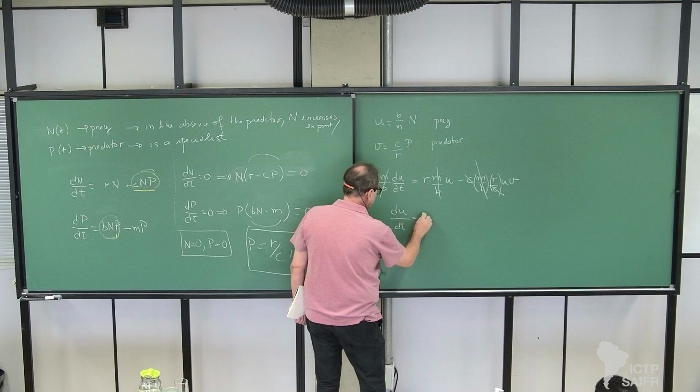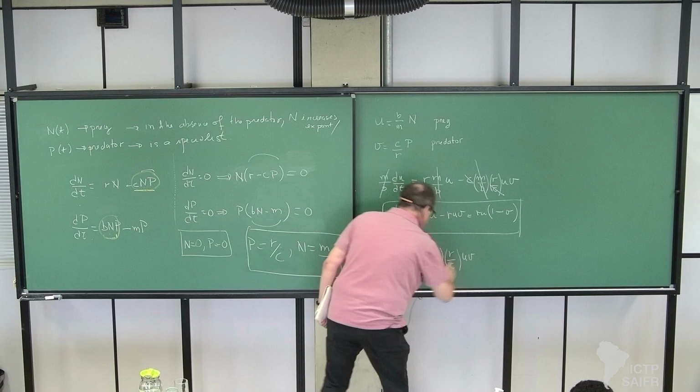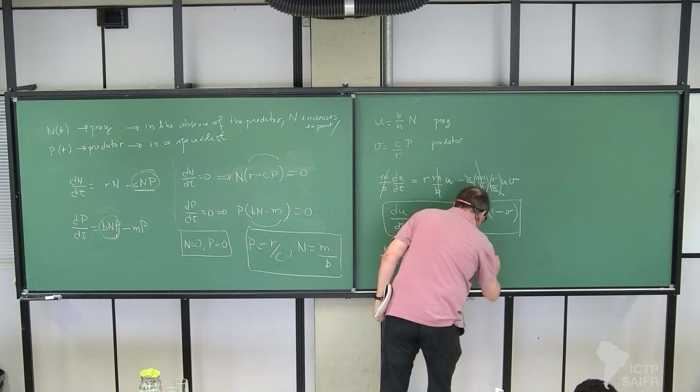This is the first equation, and I can add the second equation, which is dp dt. So dp dt, which is r over c dv dt, will be equal to b times N, which is m over b, times P, which is r over c, u times v, here, this term, minus m times P, which is r over c v, which gives you the equation.